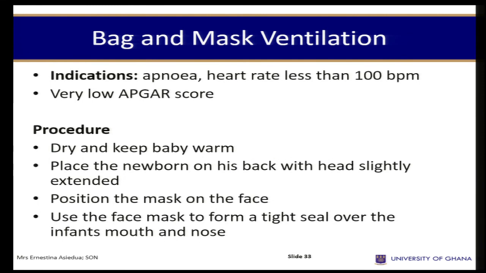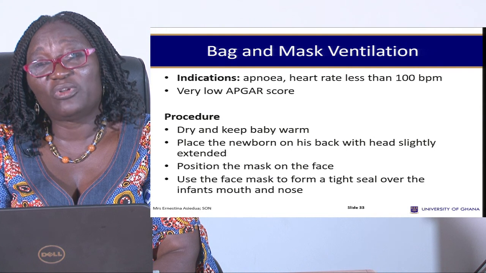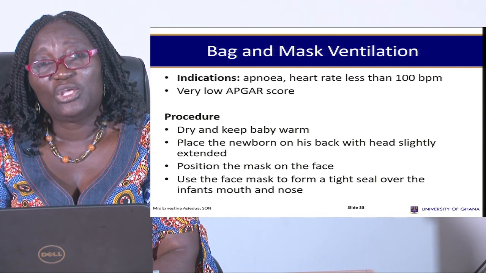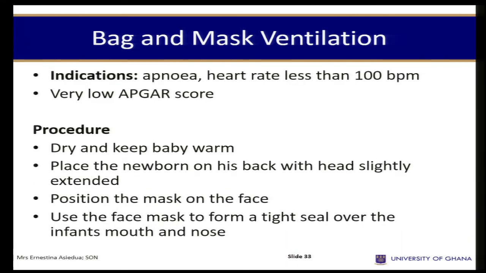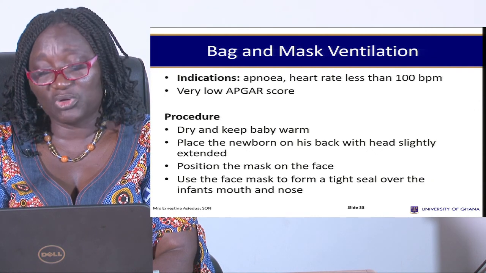You want to do a bag and mask ventilation. You do it when you have apnea, when you have a heart rate less than 100 beats per minute and very low Apgar scores. For the procedure, you dry and keep the baby warm. You place the newborn on his back with head slightly extended. You position the mask on the face. You use the face mask to form a tight seal over the infant's mouth and nose. Now, if you don't form a tight seal, some of the air will be leaking and the air entry will be minimal and the baby may not be responding.